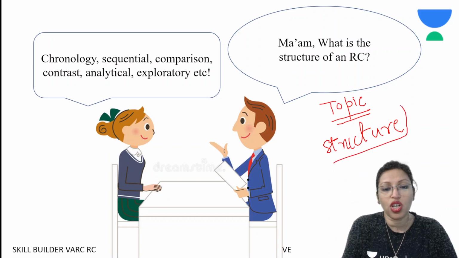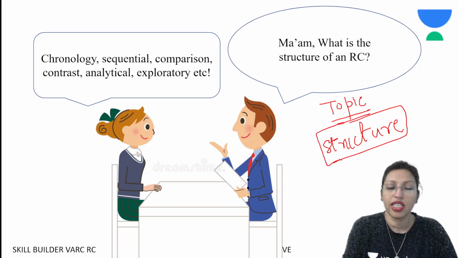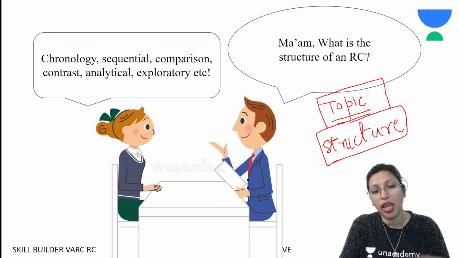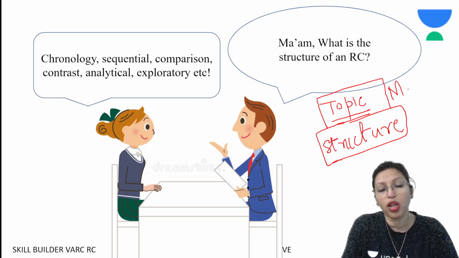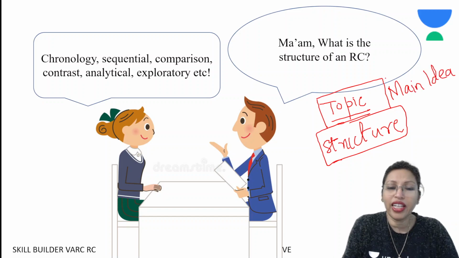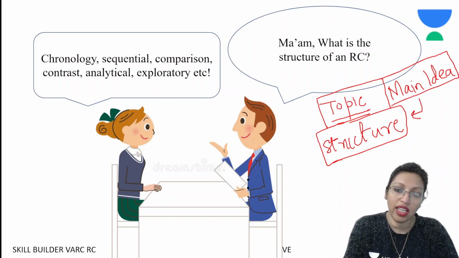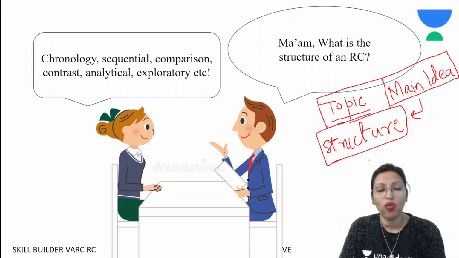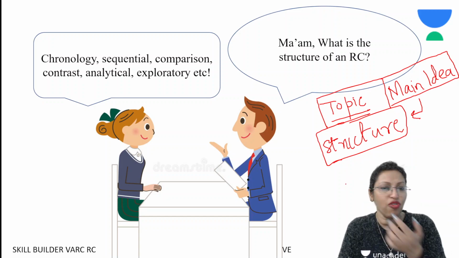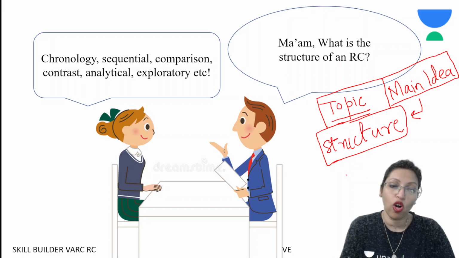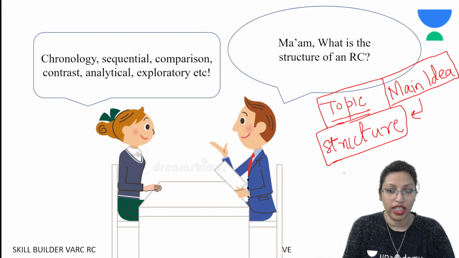So the structure of a particular RC is also very closely related to the topic. The topic or the main idea then determines what the structure of an RC will be. And then given what the structure of the RC is, we take it forward and we make sure that a particular style of writing is adopted and we write accordingly, right?